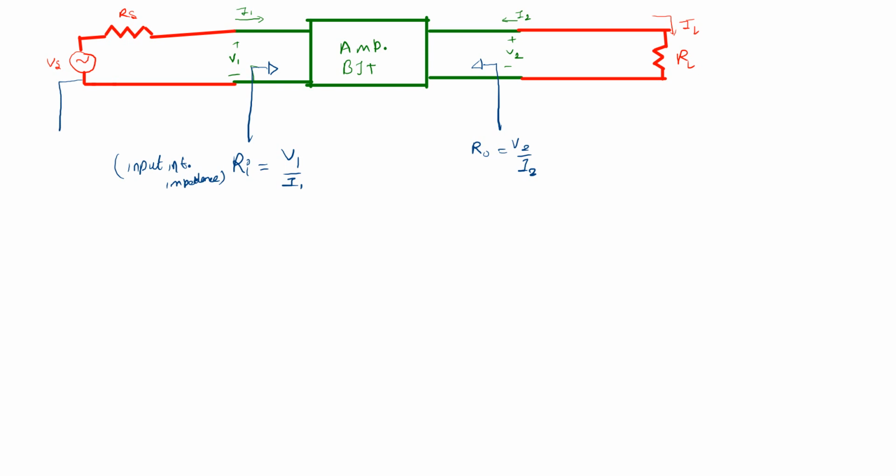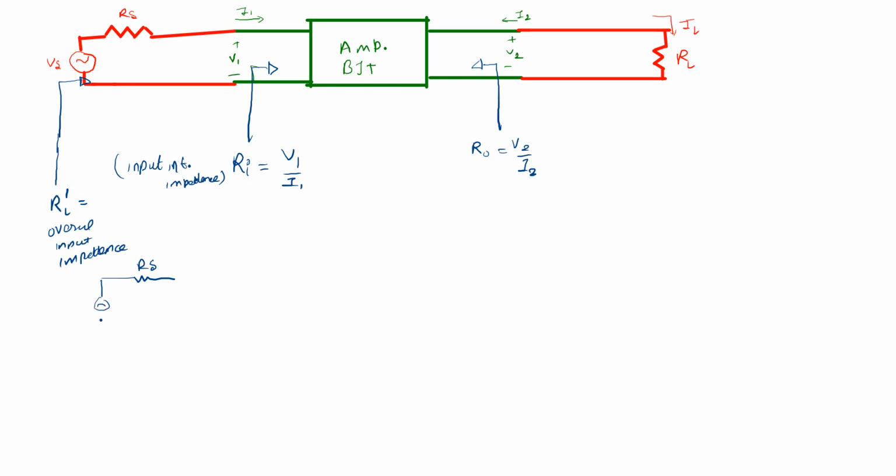From this side we need to see, and this is the Ri dash. This is the overall input impedance. So how to do this? This is the RS, and this is the source. So we need to see from this side.